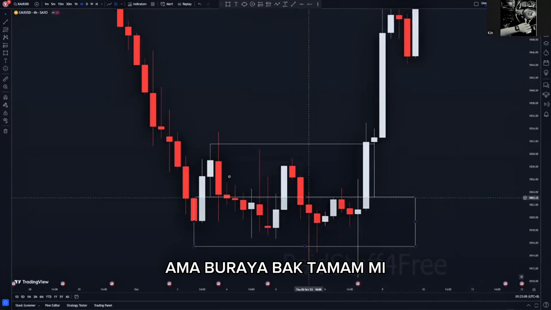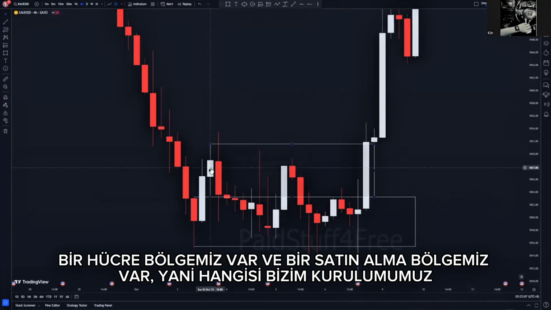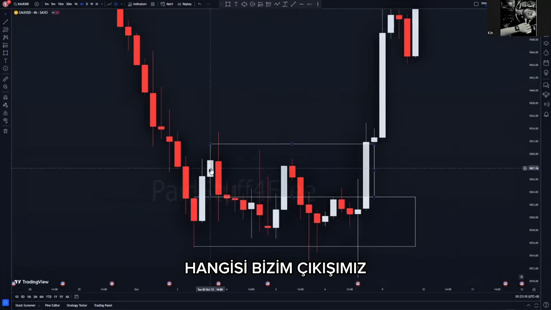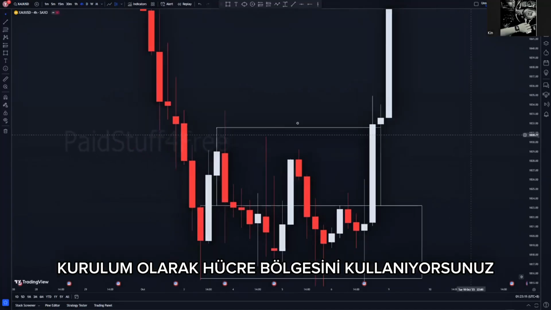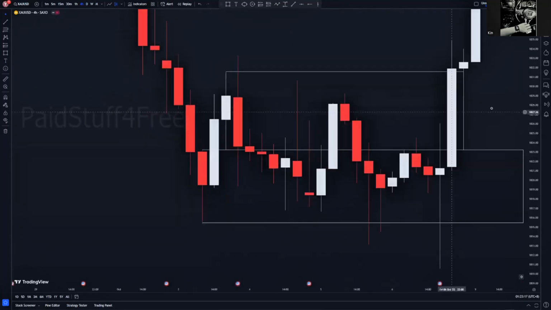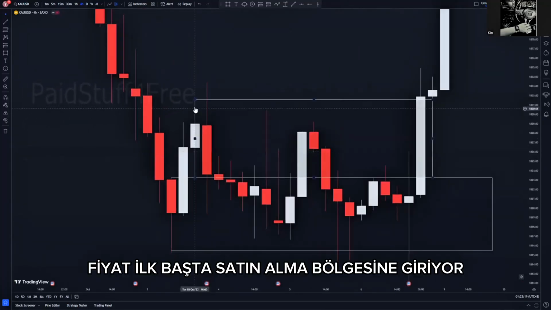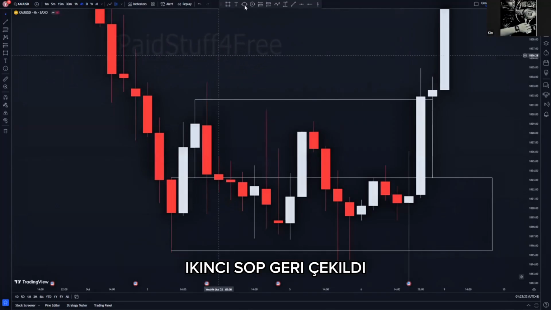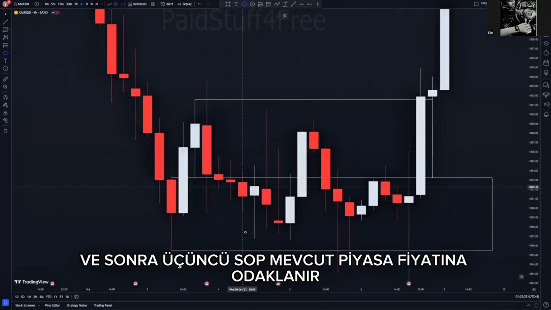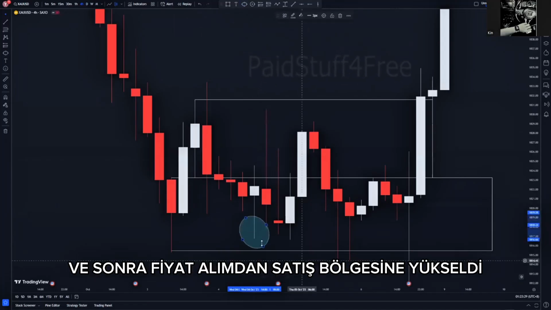But look over here, we have a sell zone and we have a buy zone. Which one is our setup, and which one is our exit? It depends on how we use the zone. For example, at first the price gets into the buy zone. We do the second SOP, a pullback, and then the third SOP, focusing on the current market price. And then the price goes up from the buy zone.